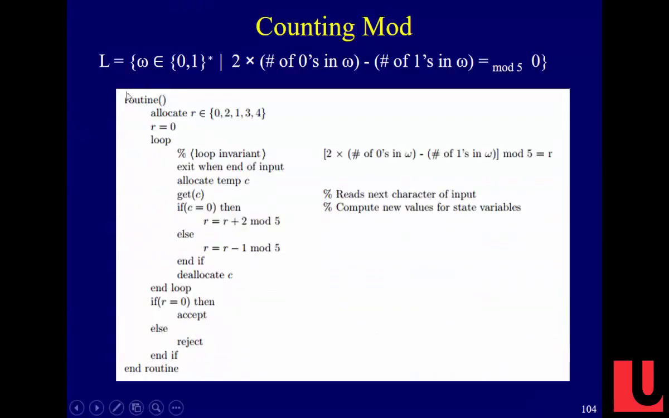So here's the code. R is 0 through 4. What is our loop invariant? Well, we have the number of zeros so far, number of ones so far. We do this funny math. We calculate R. Then if we get a 0, R goes up by 2 mod 5. If we get a 1, it goes down by 1 mod 5. And then, in the end, if R equals 0, we accept. Everybody good?